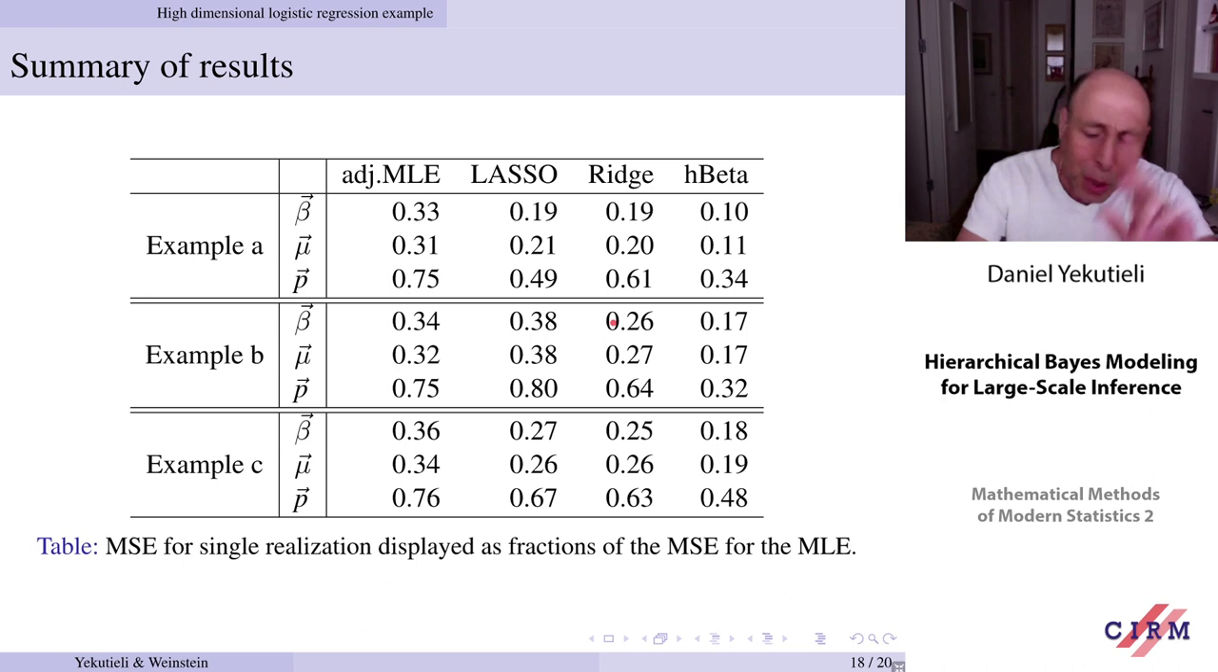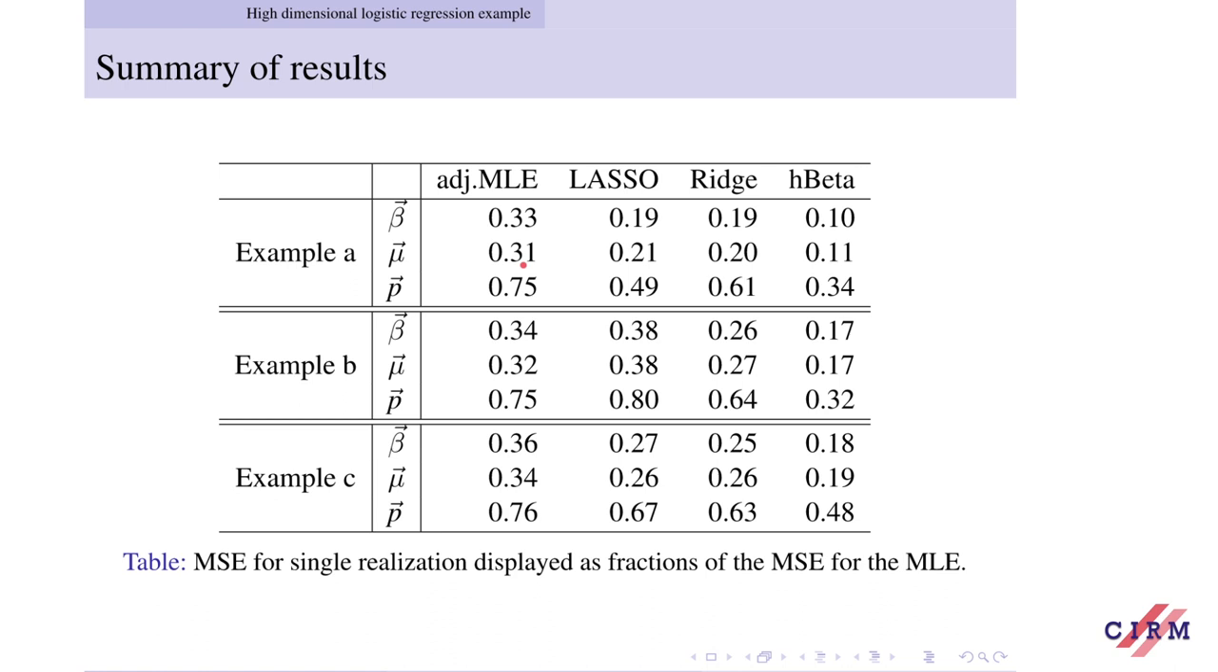This is the summary of the results. What I've shown here are the results for example A, and we'd also have results for examples B and C. The results here are mean square errors for estimating either the beta vector, which we've shown, or we can just as well estimate the parameter vector, in this case x beta, or also the probability.